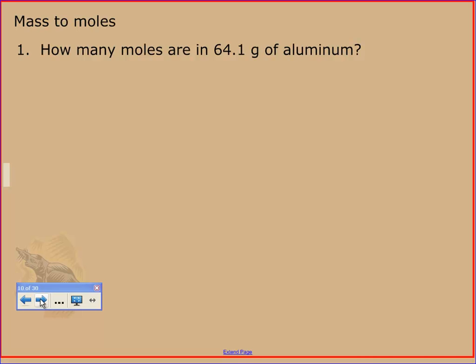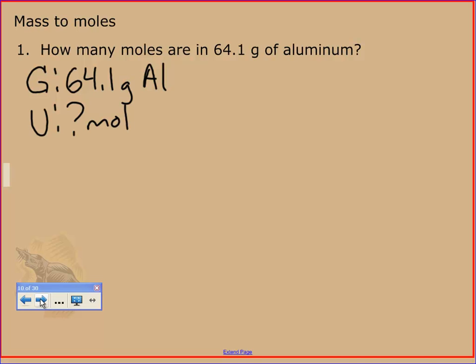So if we get a problem like this, how many moles are in 64.1 grams of aluminum? Okay, so we're gonna start out much like we did problems the other day. We're gonna write our given and our unknown. Our given is pretty easy in most of these. There's one number, so 64.1 grams of aluminum. We're gonna write down what it is in this case. Our unknown is moles, again, of aluminum. And we don't need Avogadro's number in this case because there's no atoms or molecules.